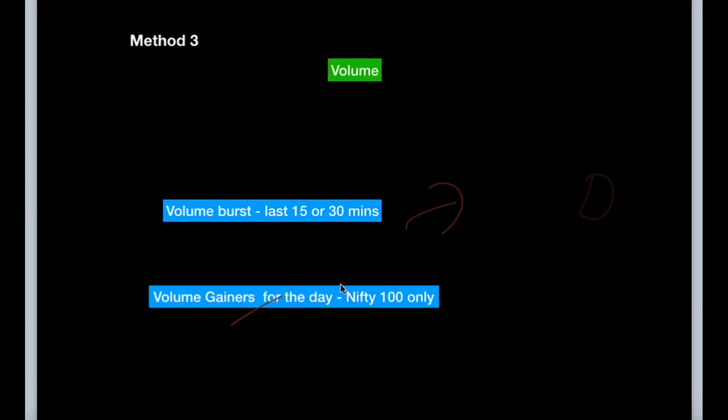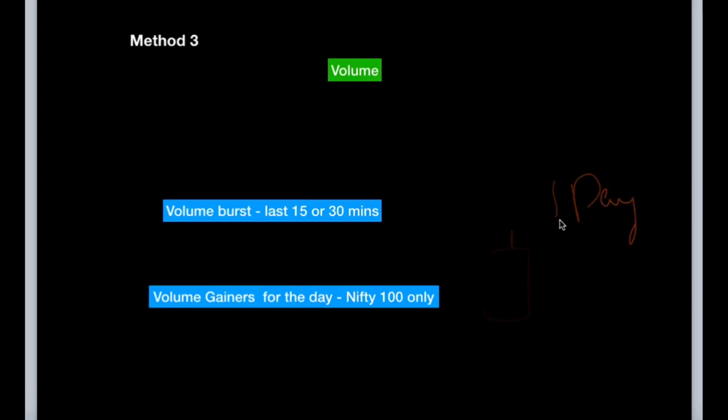Secondary is volume gainers for the day, that is Nifty 100 only. If you look on NSE India, you get the top volume gainers for the day. If you find those stocks in the Nifty 100 only, not Nifty 500, only the Nifty 100 list, then you can take the stocks whose volume was high today, considering they will go up tomorrow. But remember, the same condition applies: it should be trading near its high. This is your high, so it should trade near its high. The top shadow should be very small on the 1-day candle.